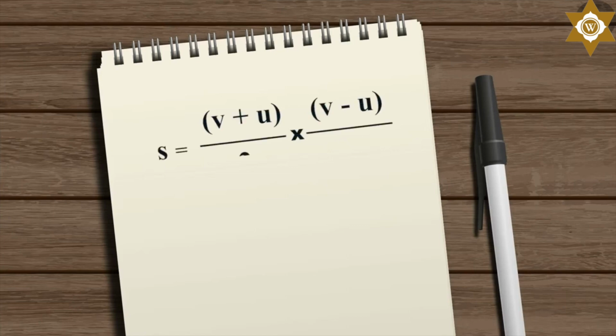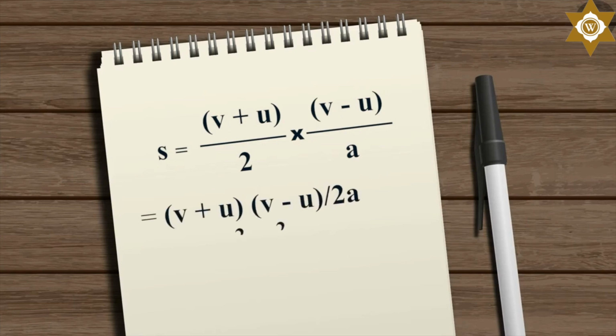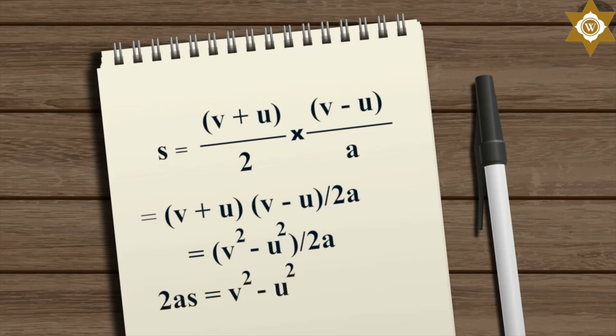From the velocity-time relation, we know t is equal to v minus u upon a. By using the value of t, we can write the distance as s is equal to v plus u upon 2 multiplied by v minus u upon a, which is equal to u plus v multiplied by v minus u upon 2a, which is equal to v square minus u square upon 2a. 2as is equal to v square minus u square.